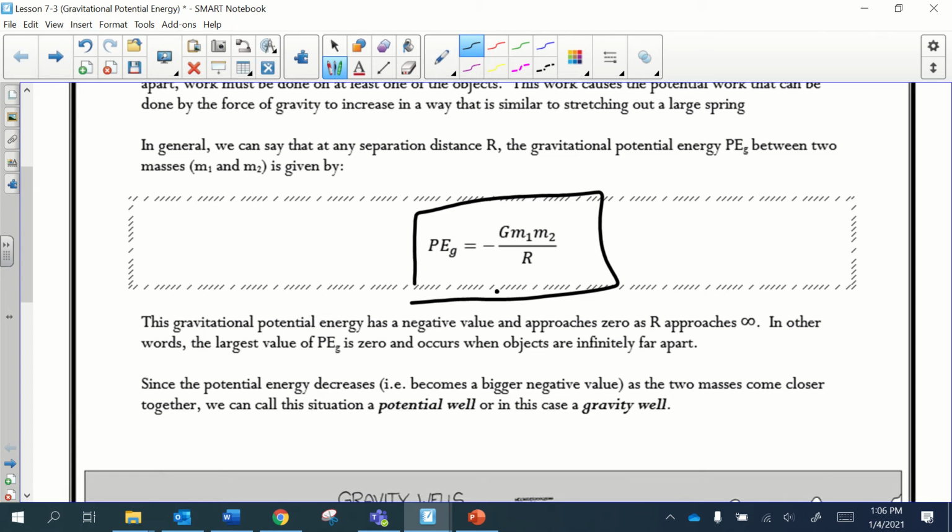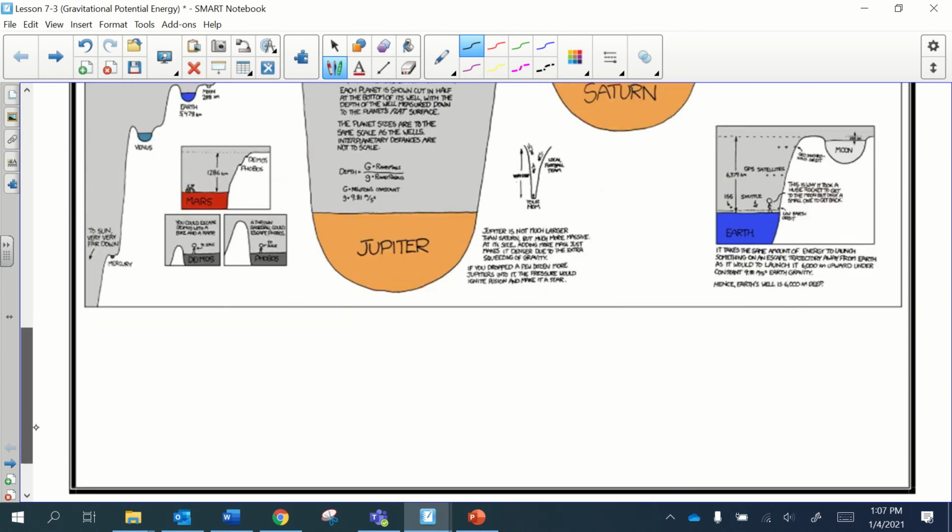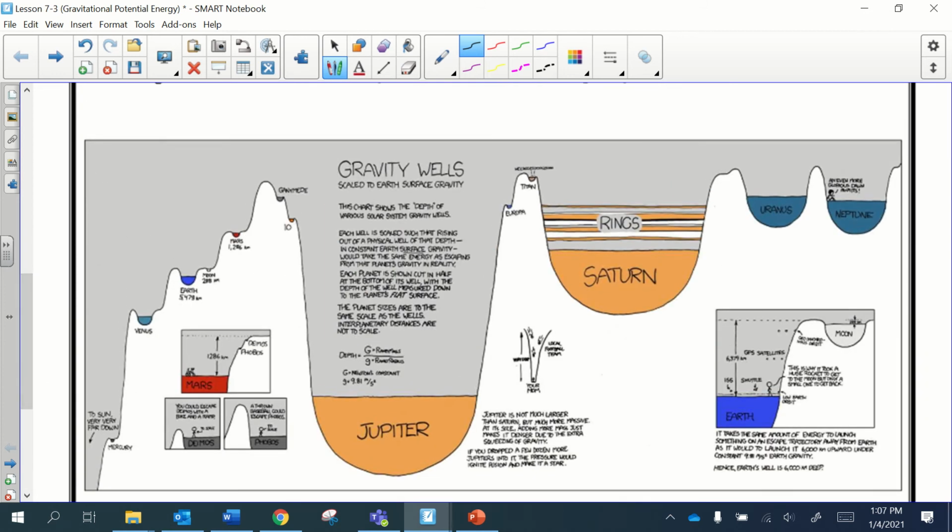The largest value of the gravitational potential is zero and occurs when the objects are infinitely far apart. And the potential energy decreases, becoming a bigger negative value, as the two masses come close together. We can call this situation a potential well, or in this case, a gravity well. We have a little diagram right here. It's pretty much showing the gravity well, or the potential well, of many different objects.